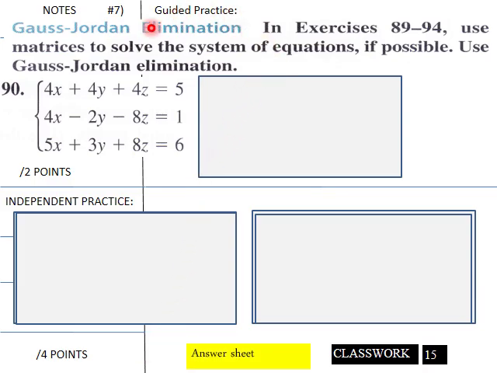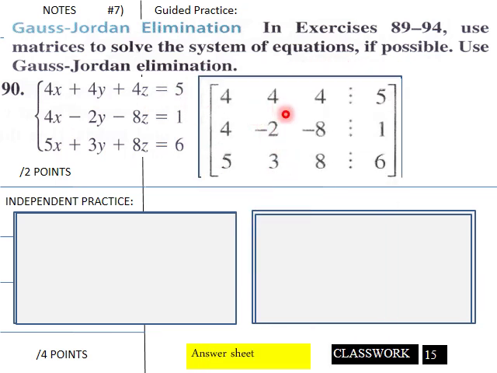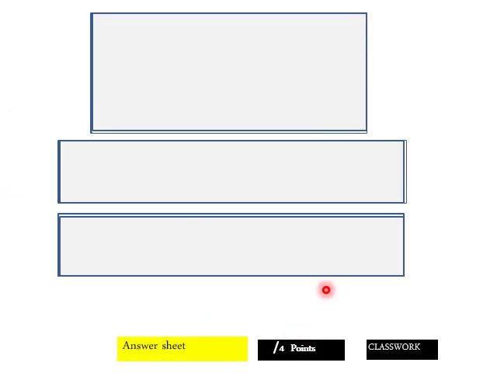And then for this one here, use matrices to solve this system. Here we've got a 3 by 3. Then use Gauss-Jordan elimination. So here's our coefficient matrix. And I'm going to let you do the rest of it, students, okay?